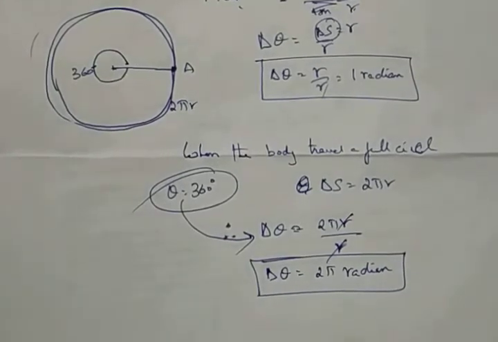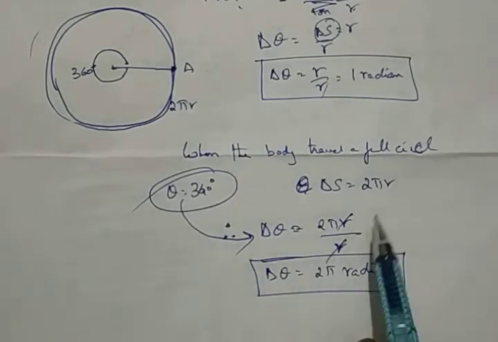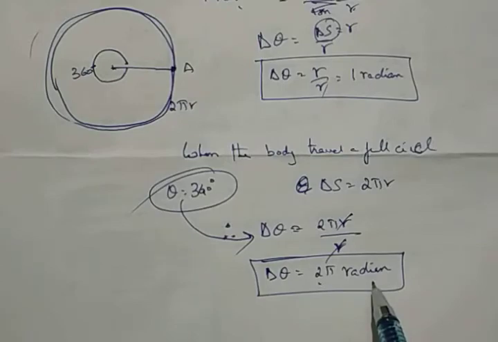2 pi radian. Please remember. What is 360 degrees in SI unit? In SI unit it is 2 pi radian.